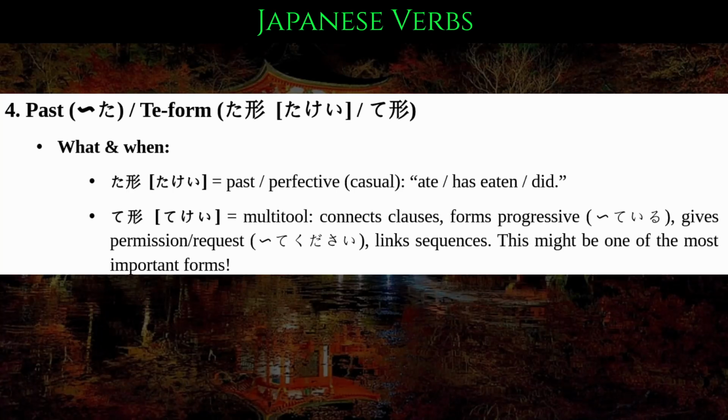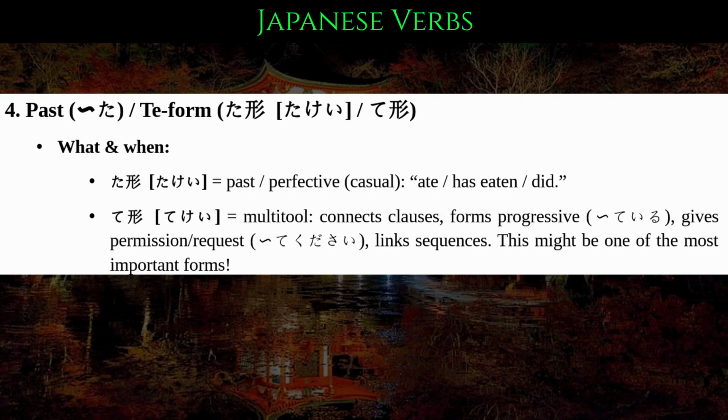So, in this lesson, we simply continue our journey through the different kinds of verbs, beginning with the past or perfective casual, aka the ta form or take. And because it is almost identical, at least in formation, with the te form or take, we're including this here as well.